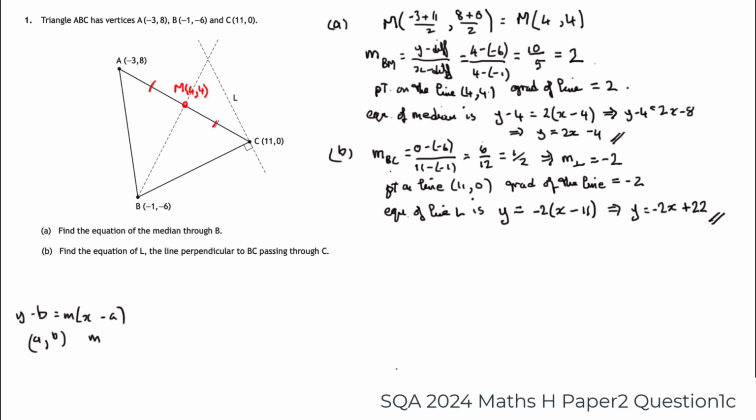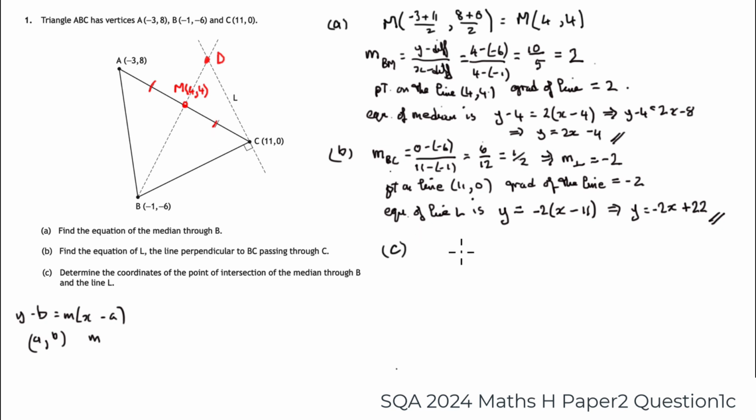So that's the equation of the line L. And finally, let's have a look at part C in this question. We have to determine the coordinates of the point of intersection of the median through B and the line L. That's this point up here. So let's call that point D.